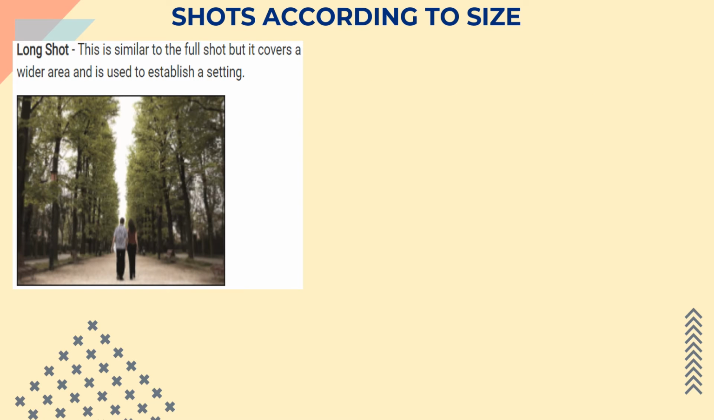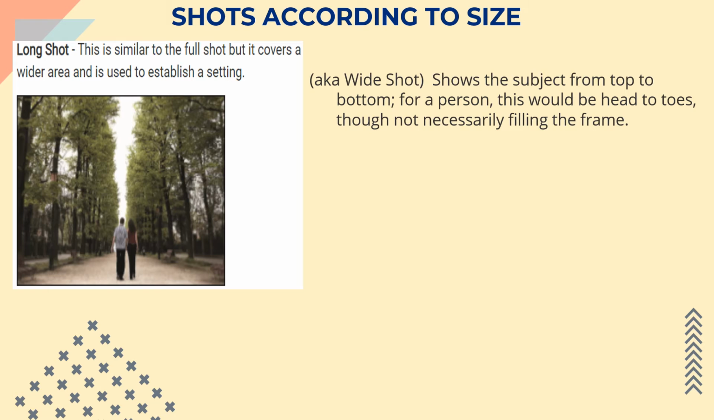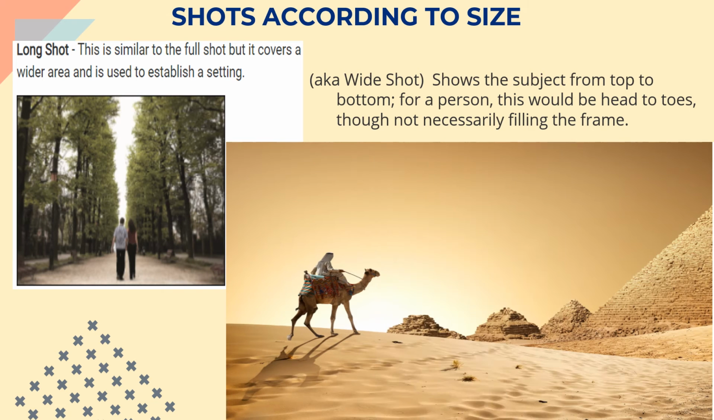Next is the long shot. This is similar to the full shot, but it covers a wider area and is used to establish a setting. It is also known as a wide shot that shows the subject from top to bottom. For a person, this would be head to toes, though not necessarily filling the frame. The character becomes more of a focus than in an extreme long shot, but the shot tends to still be dominated by the scenery or the environment. This shot often sets the scene and our character's place in it. This can also serve as an establishing shot instead of an extreme long shot.